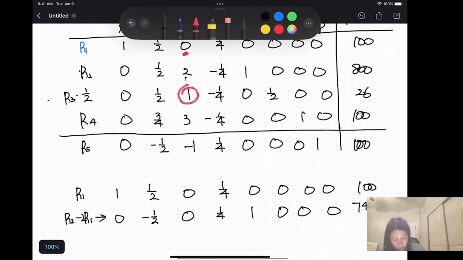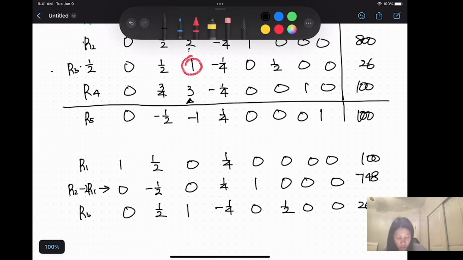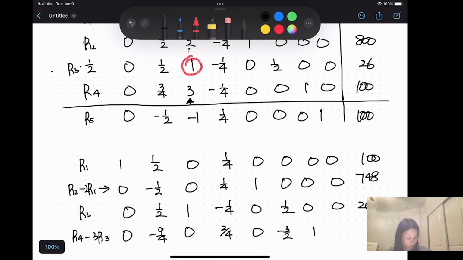For the third row, that's our pivot row. We'll just write it down. That's the row that contains our pivot element. Okay, for the fourth row, here is 3, right? So that means I want R4 minus 3 times R3. So I have 0, negative 9/4, 0, 2/4, 0, negative 3/2, 1, 0, and 22.